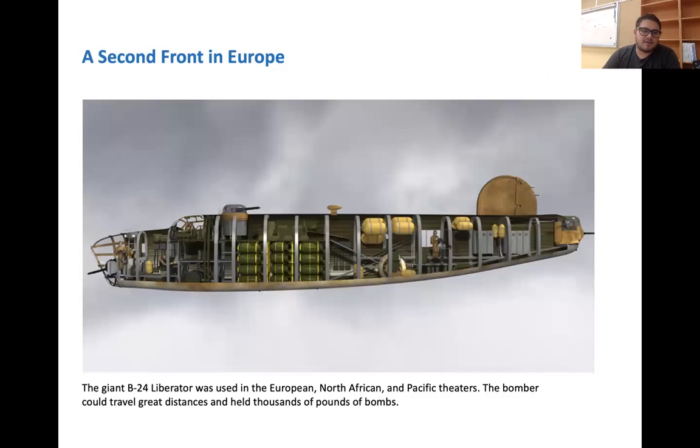The second front in Europe, right? And this is just an example of the B-52 bombers that we used, and it would just massacre everything. Absolutely massive air fortress.